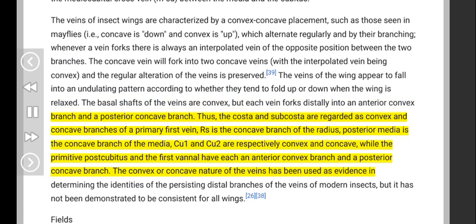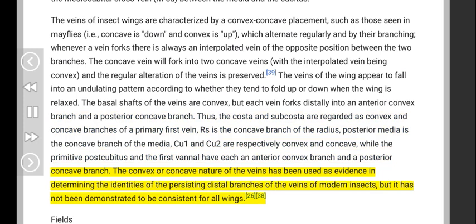Thus, the costa and subcosta are convex and concave branches of a primary first vein. Rs is the concave branch of the radius, posterior media is the concave branch of the media, Cu1 and Cu2 are respectively convex and concave, while the primitive postcubitus and the first vanal have each an anterior convex branch and a posterior concave branch.